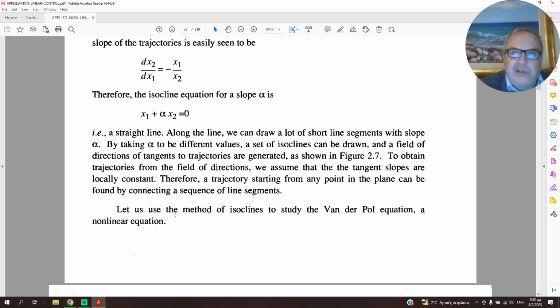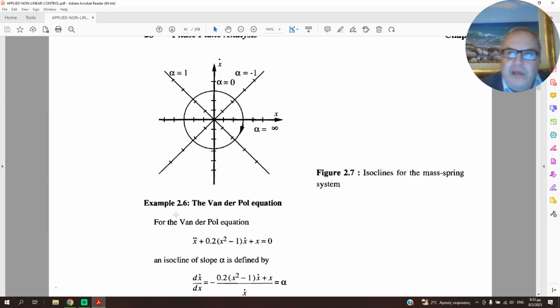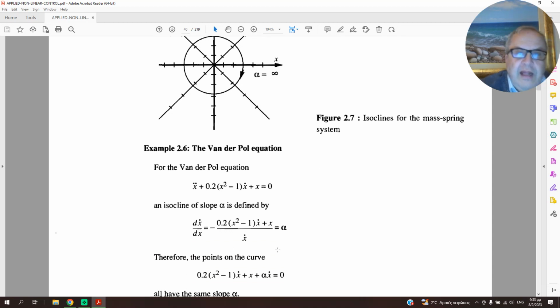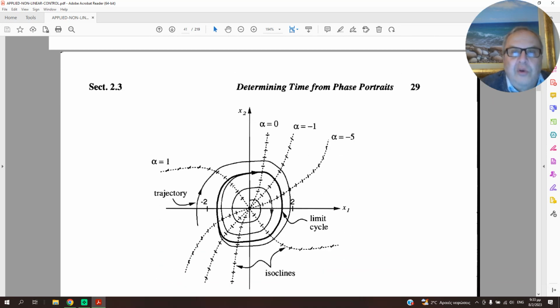Let us use now the method of isoclines to study the van der Pol equation. If you use the van der Pol equation, which is this, then you can take various isoclines. Look, one isocline is this, and then you take the slopes. This is a slope, this is another slope, this is another slope. You connect these slopes and you take the trajectories. So isoclines are these curves and trajectories are these curves.